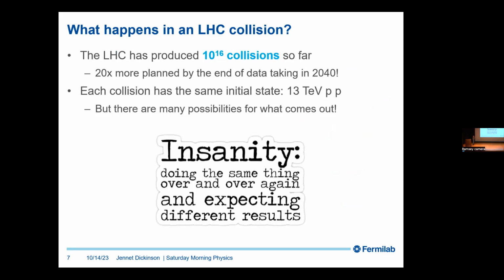So what happens in an LHC collision? Well, we've done this a whole bunch of times. We've done 10 to the 16 collisions so far. And by the end of 2040, we're going to do another factor of 20. And every collision starts the same way. So we have this 13 TeV proton-proton system. But there are actually a lot of possibilities for what comes out. So I like to use this quote that insanity is doing the same thing over and over again and expecting different results, which is talking about quantum mechanics, absolutely what's happening. So quantum mechanics is insane in this specific way.